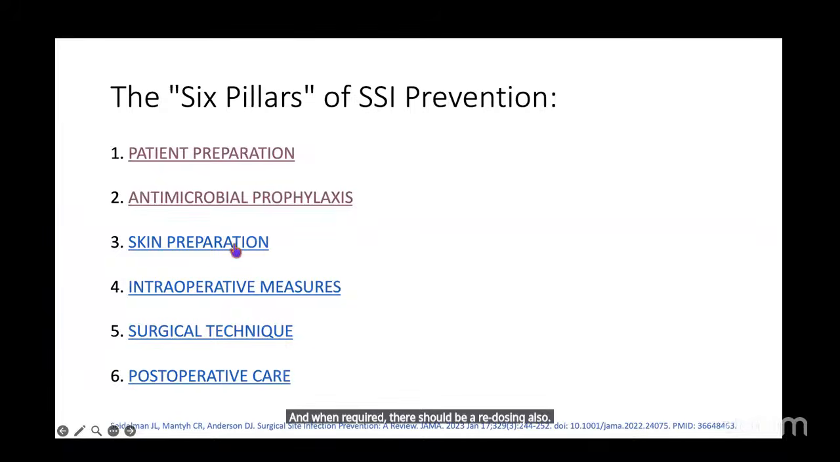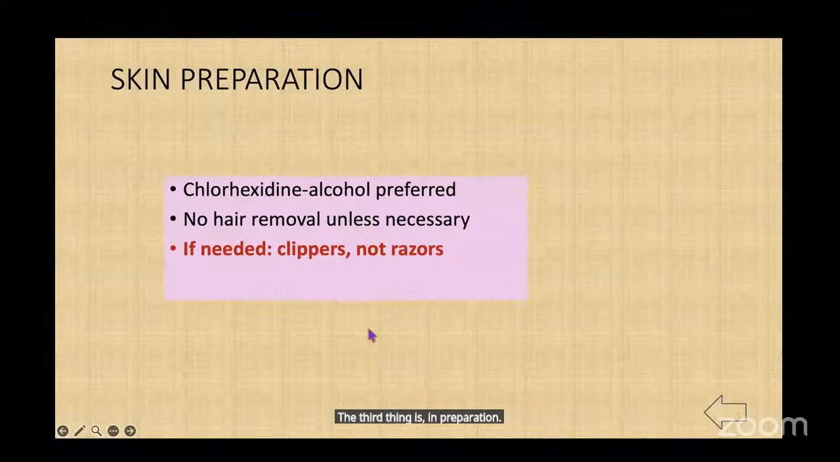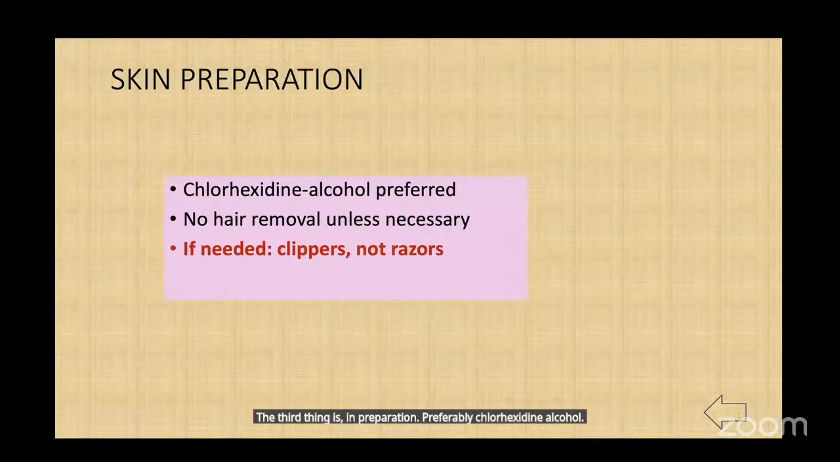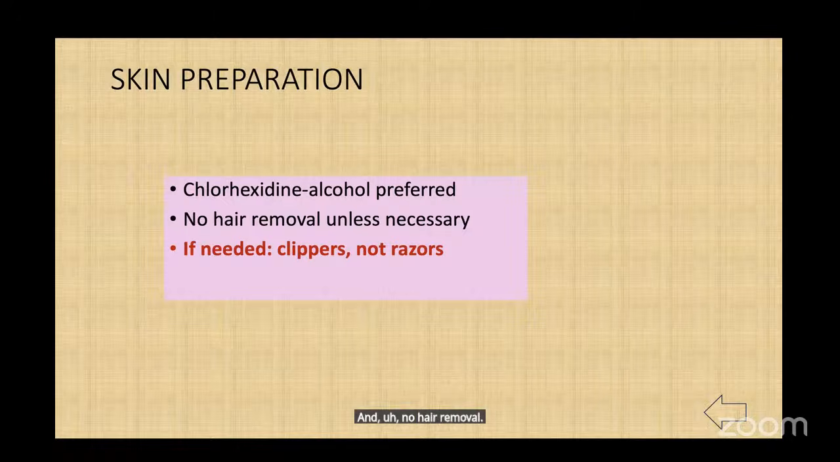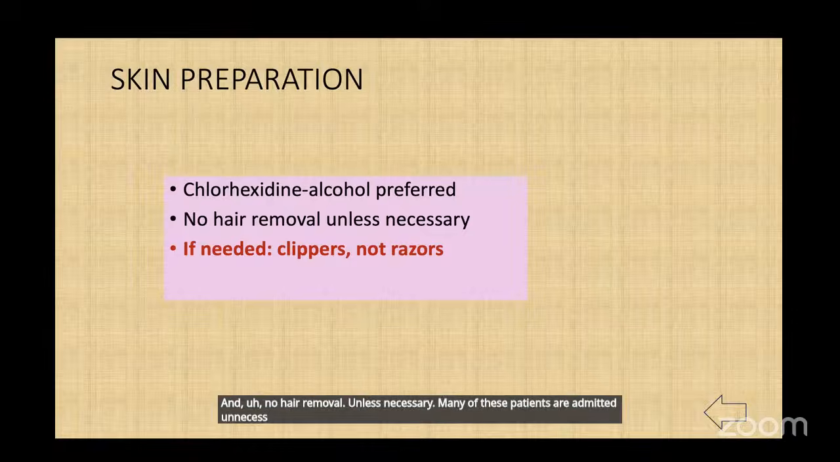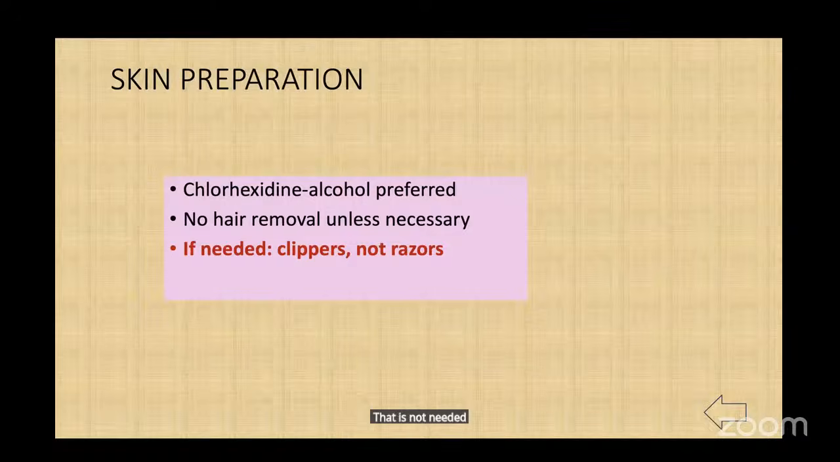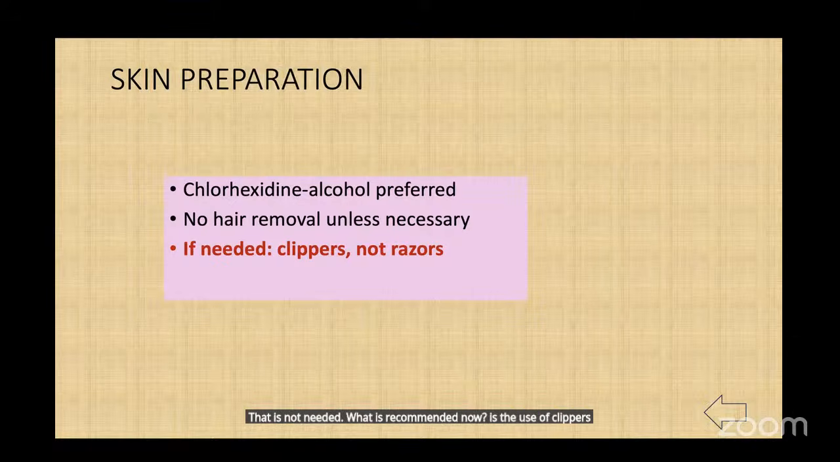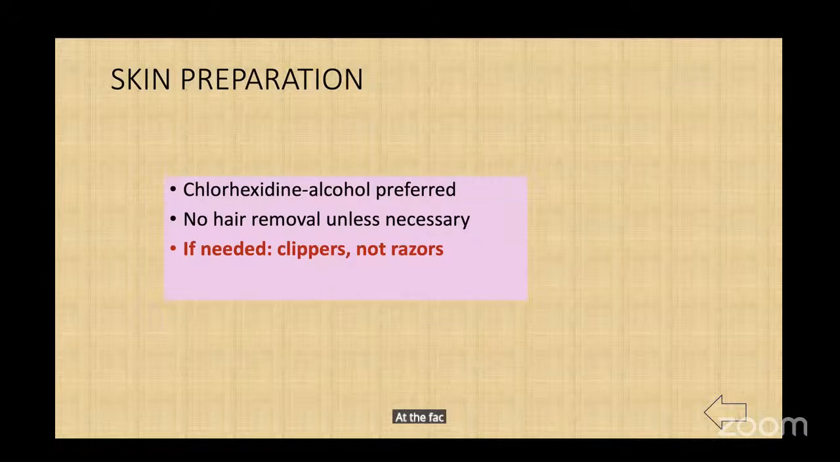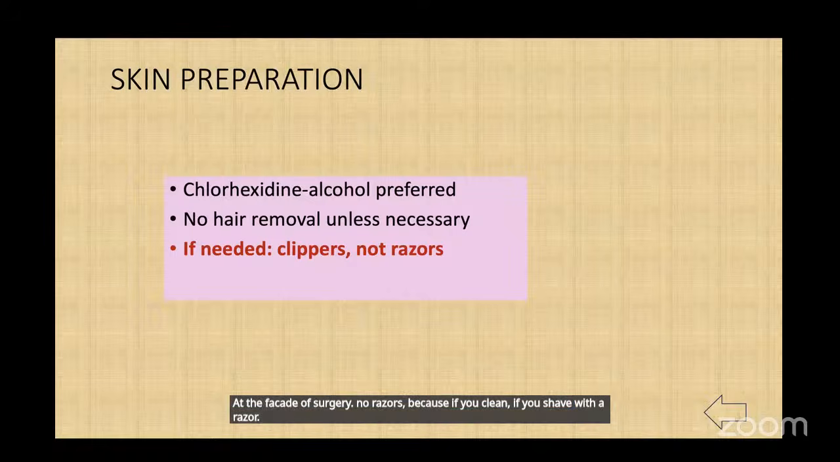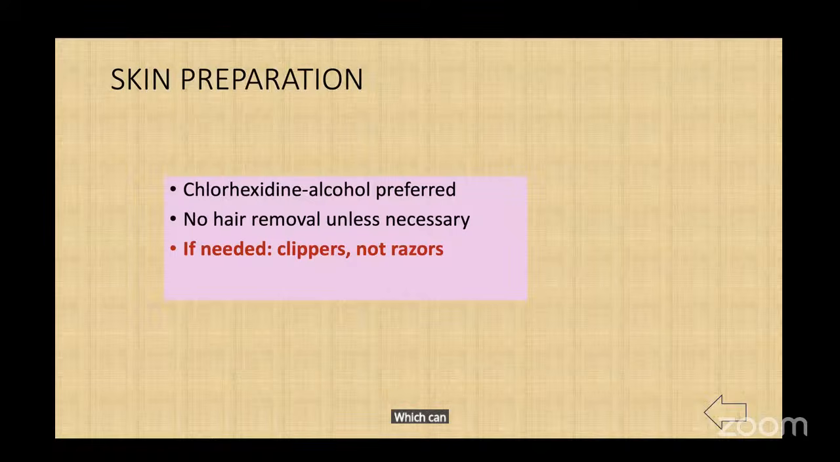The third thing is skin preparation, preferably chlorhexidine alcohol. That is what is recommended now. Others are also okay, but what is recommended is the chlorhexidine alcohol, and no hair removal unless necessary. Because many of these patients are admitted unnecessarily for preparation where they shave the patient from head to foot. That is not needed. What is recommended now is the use of clippers just to trim the hair at the site of surgery. No razors, because if you shave with a razor, you can cause micro abrasions, which can invite a surgical site infection.